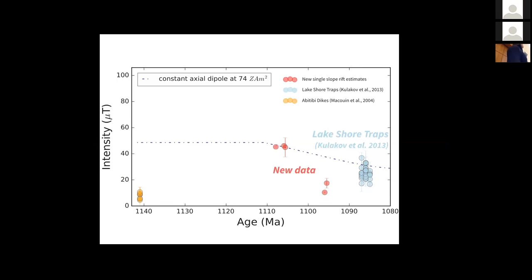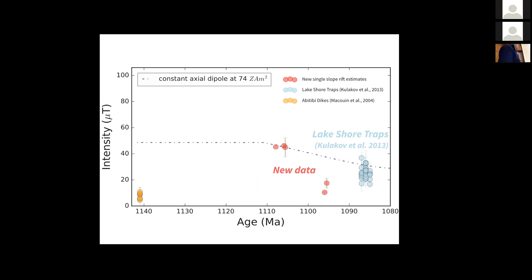So here we're zoomed in on the time scale. These are these Abitibi dike results where I showed some results. Here we're looking from 1140 to about 1080 Ma. The duration of rift magnetism is right through here. Here is where the bulk of the data from the Midcontinent Rift is coming from, these data of the Lakeshore Traps. And these are these new estimates.